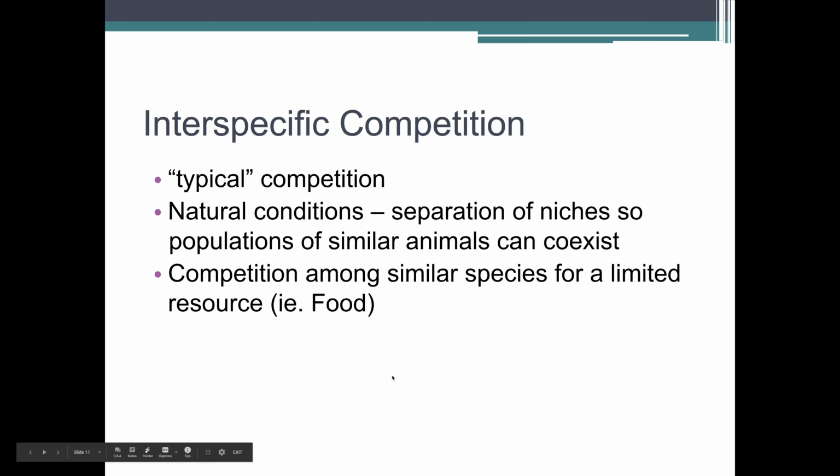Interspecific competition is like typical competition. Under natural conditions we have the separation of niches, so populations of similar animals can coexist. It's competition among similar species for a limited resource such as food. Like we said before, if they have different niches, one might hunt at night, one during the day, one might eat a different part of the tree compared to the other. These are typical and natural. We want some of those because they keep the populations in check.